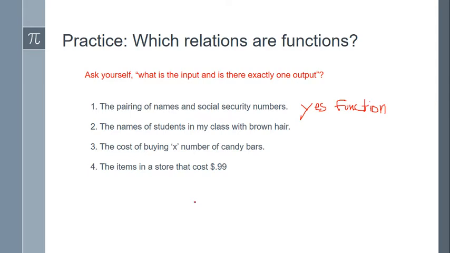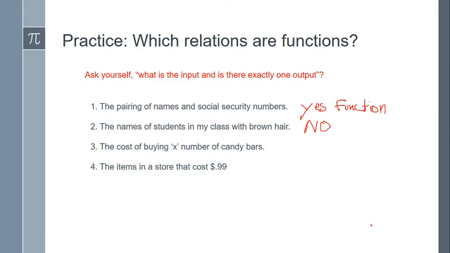Could there be more than one student with brown hair? Well, certainly. In my classes, I typically have many students with brown hair. So if the input was hair color and the output are students' names, then this would not be a function. No, because a lot of students have brown hair.